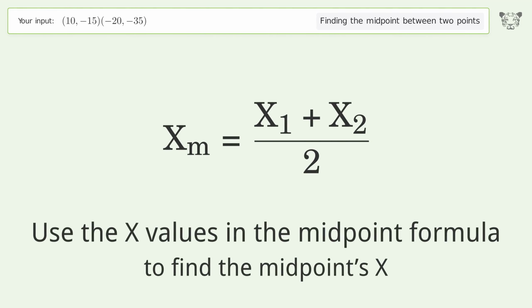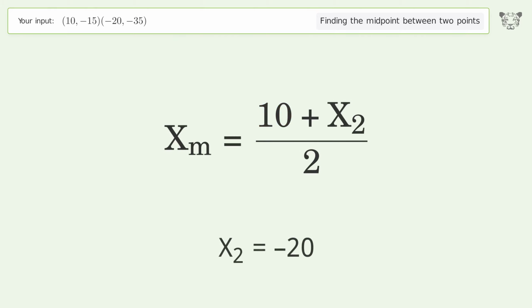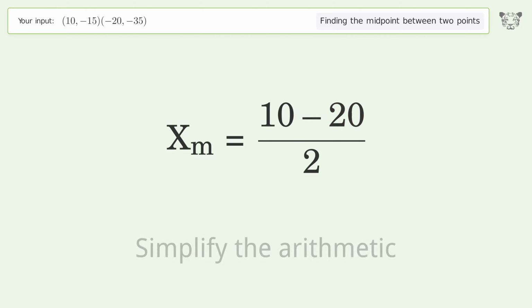Use the x values in the midpoint formula to find the midpoint's x. x1 equals 10. x2 equals -20. Simplify the arithmetic.